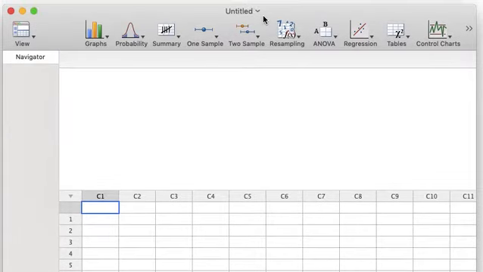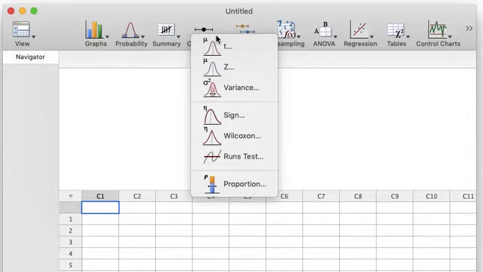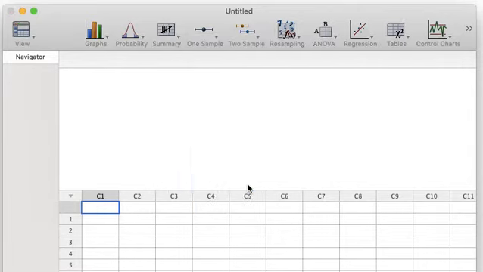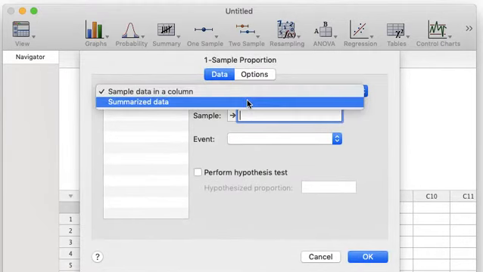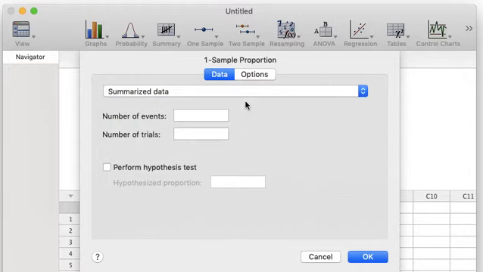What we're going to do is go to one sample again, where we went for T and Z, but this time we're going to go down to proportion, or one proportion in Minitab 18. I need to change the top menu here to summarize data. And then I can enter number of events and number of trials. The number of events is always the smaller number, or the number of people who answered in the way that you were looking for. Number of trials is always the total number in your sample.